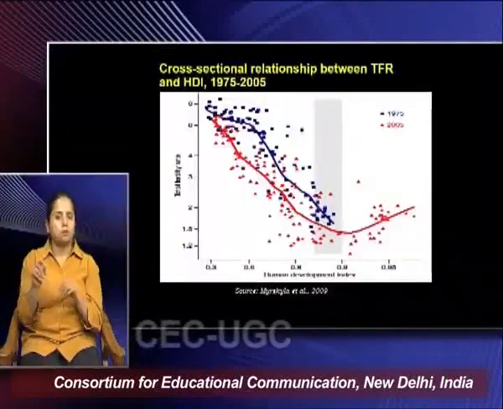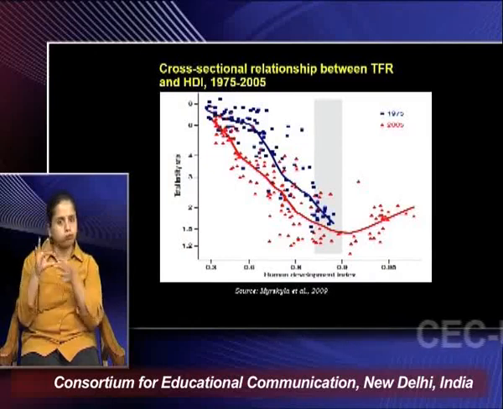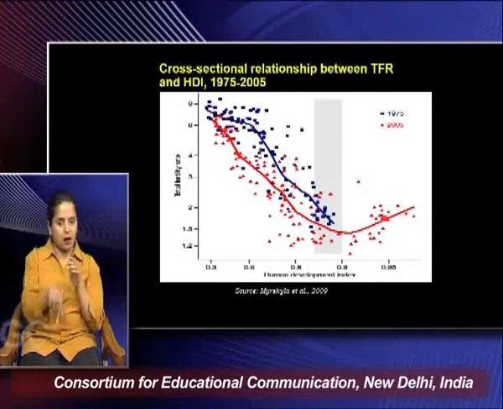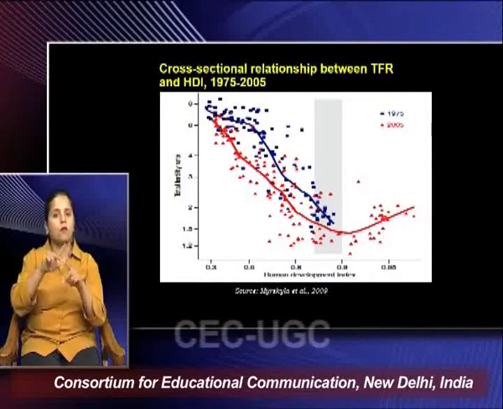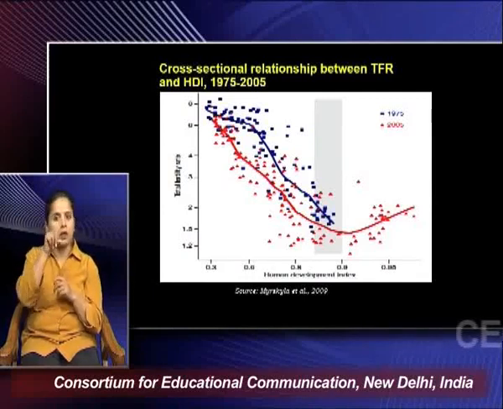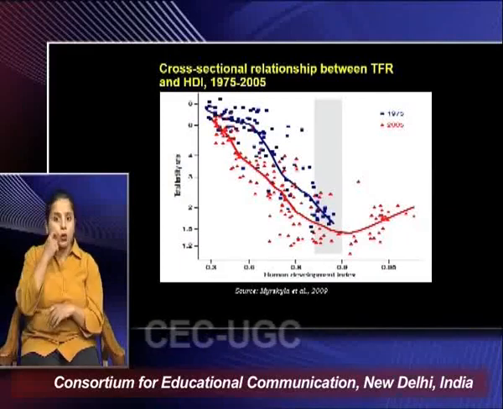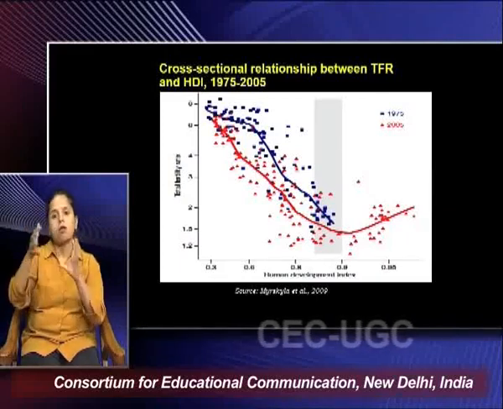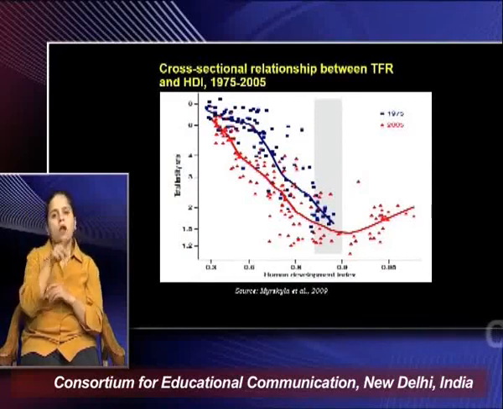This is another important, interesting slide where we try to show the association between the Human Development Index on the x-axis and the total fertility levels on the y-axis. And if you compare, the blue color shows you the scenario in 1975 and the red color shows you the most recent scenario in 2005. And it shows that as the human development of different countries, so these are all the countries from the world for which we have this data for TFR and the Human Development Index.